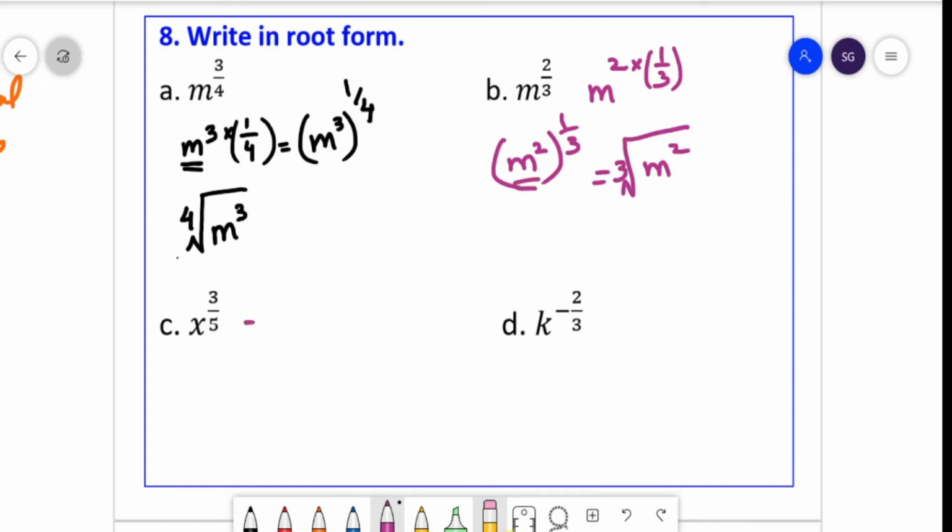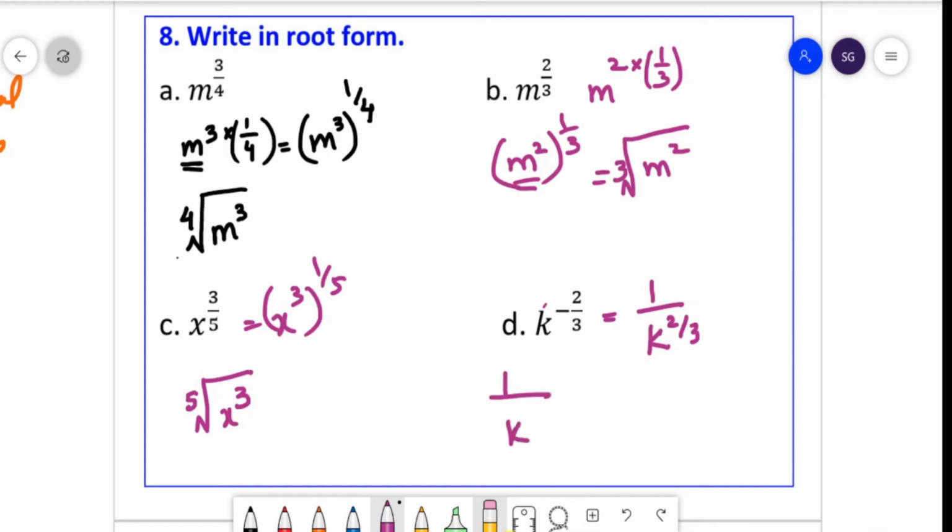Let's try to do it here. So x power 3 to the power 1 over 5, and so this will be the 5th root of x cubed. I think it sounds easy now. This time this is -2. Beware, first of all, make it into a positive power. So this is 1 over k to the power 2 over 3, and so k squared to the power 1 over 3 in the denominator, and then 1 over 3 is now the cube root in the radical form, and beneath it is k squared, and that's the final answer.